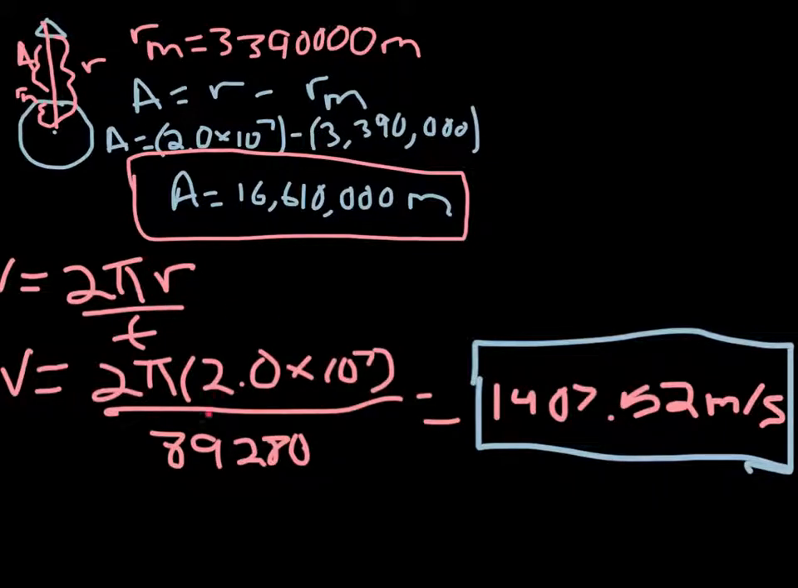From there, you can also find the velocity, which you use the equation 2 pi r over t. Now that we know r, we can put r into the equation next to 2 pi. So 2 pi times 2.0 times 10 to the 7th, with t being 89,280. From there, we can find the answer of 1,407.52 meters per second.